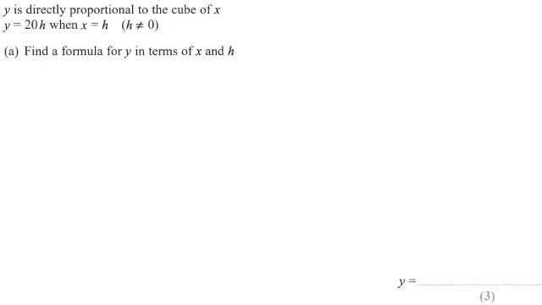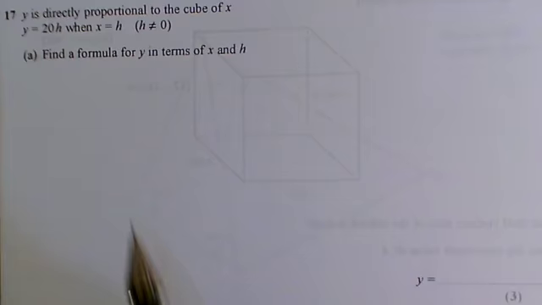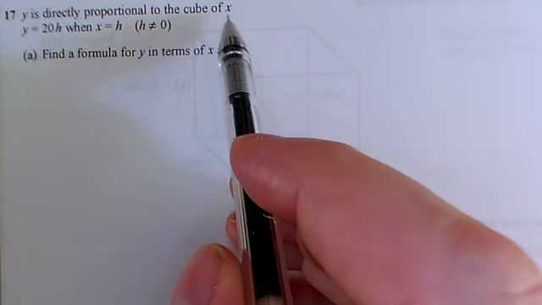So this is a direct proportion question, but it's a bit of a toughie. So you might want to try this question 2 or 3 times when you're revising. Don't just do it the once. So it says y is directly proportional to the cube of x.